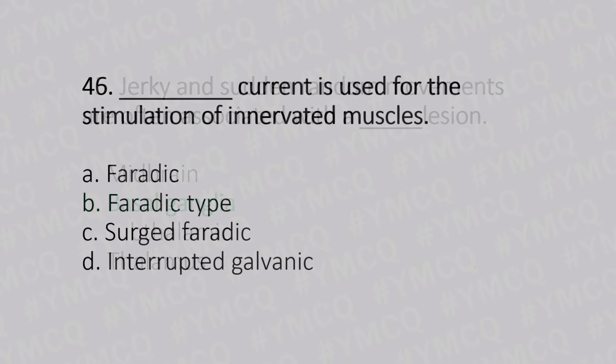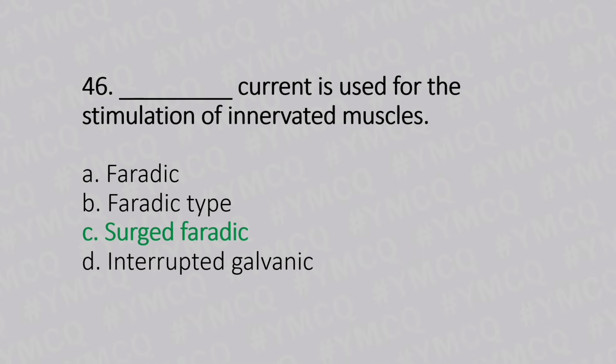Moving to our 46th question. Dash current is used for stimulation of innervated muscle. Option A, Faradic. Option B, Faradic type. Option C, surge Faradic. Option D, interrupted galvanic. And the answer is option C, surge Faradic.